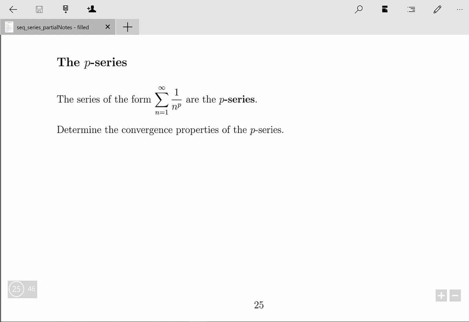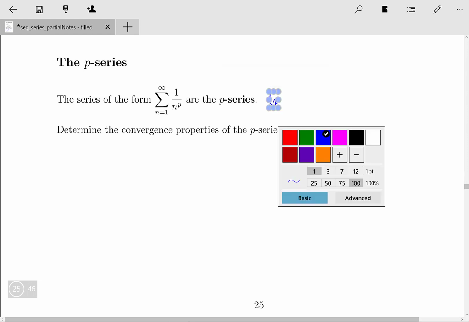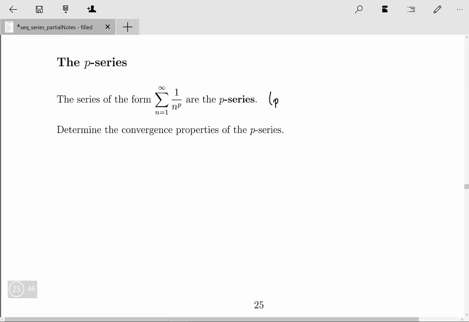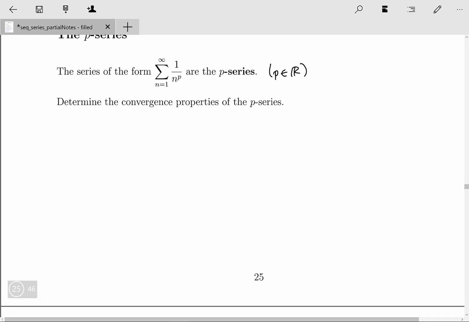with positive terms. So a p-series is a series of the form summation n goes from 1 to infinity of 1 over n to the p. Note that p is any real number. So we want to determine the convergence properties of this p-series. Alright, so let's look at a couple of simple cases.